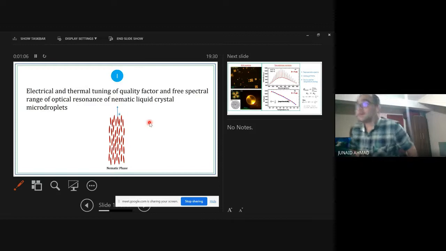So my first work was electrical and thermal tuning of quality factor and free spectral range of optical resonance of nematic liquid crystal droplets. In this case, we have used a nematic liquid crystal. Before I go into the details, by nematic, I mean that the molecules are oriented in one direction. On average, they have one orientation order.